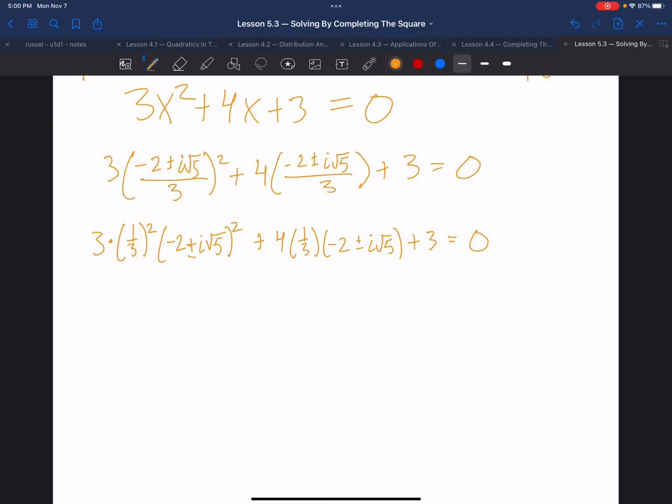And now this term right here, maybe I'll just bracket it: 3 times 1/9 equals 1/3.